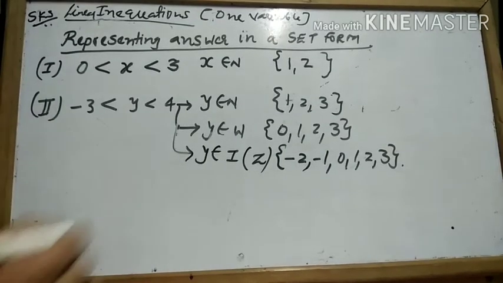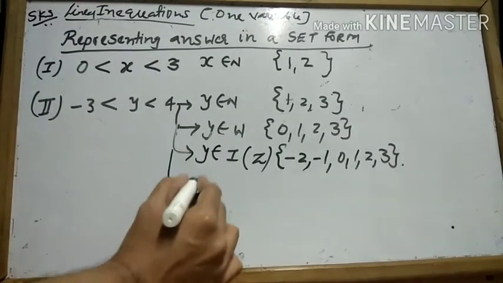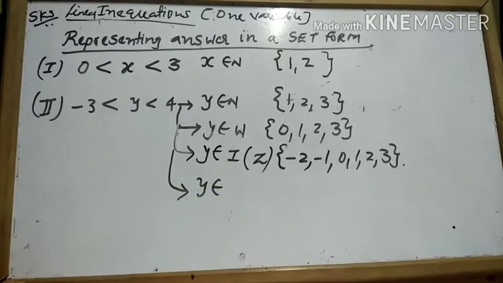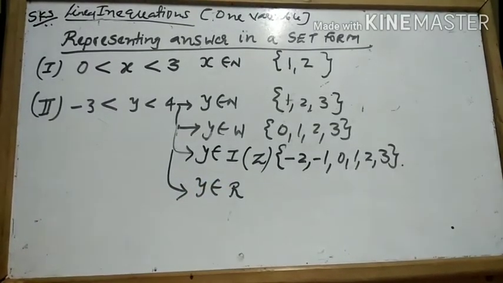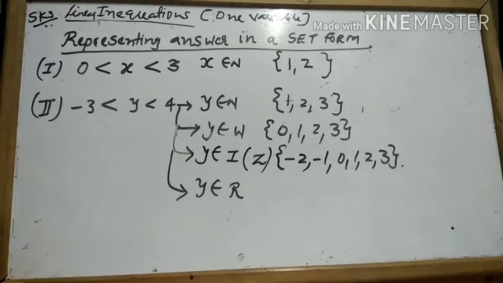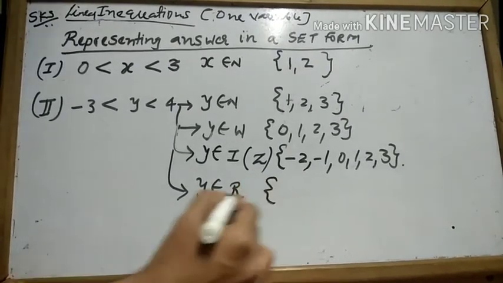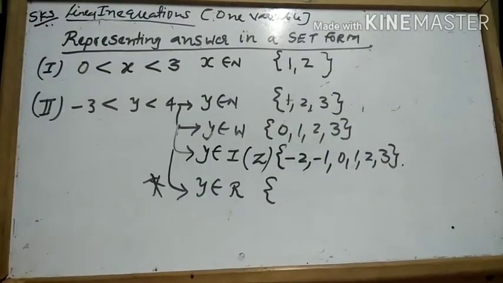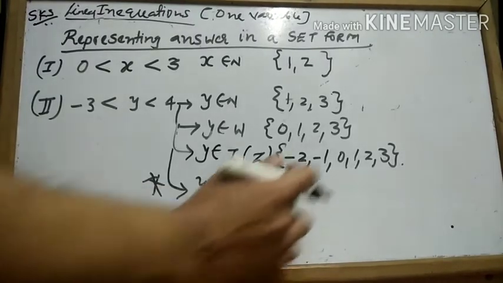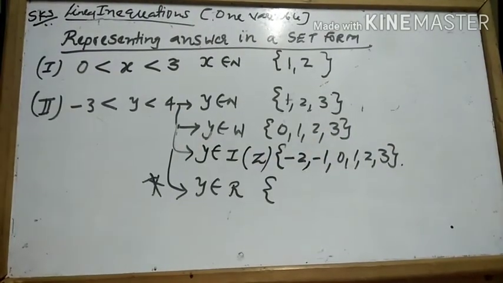So last part, we have studied real numbers also. y belongs to real numbers. Then how to represent this set? Remember, whenever the set is in the form of real numbers, you cannot list the elements. I am repeating, if the answer is a real number, you cannot represent it in list form. This is list form.